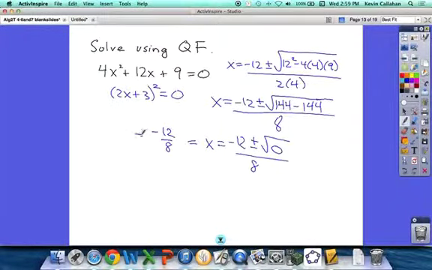No, you would simplify that to negative 3 halves. Which you can see that solves this, right? Negative 3 halves would have made that 0.